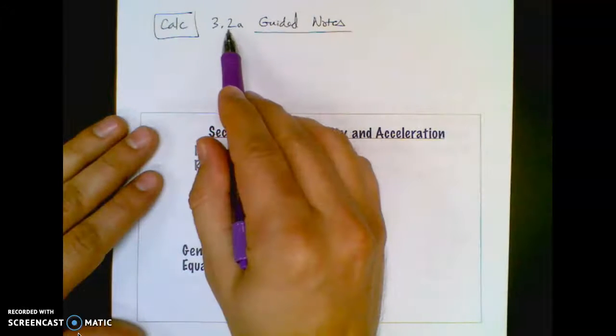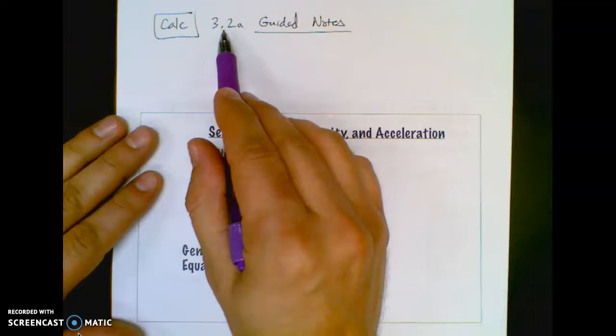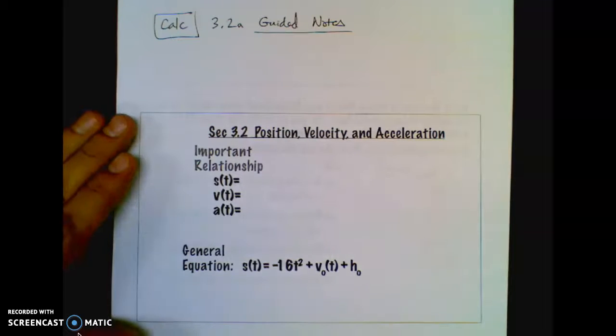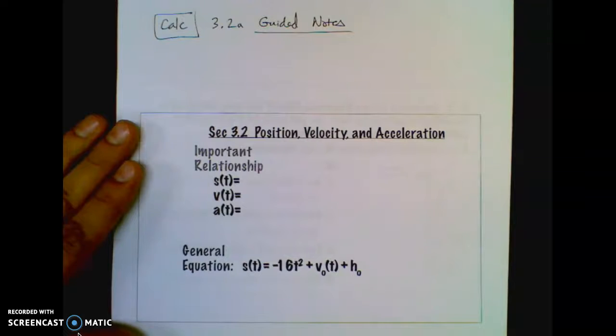The other thing about it is, why are we doing 3.2 after we've done 3.3 and 3.4? And that's because I wanted you guys to have the shortcuts, so when you do these problems, you can use the shortcuts, and it makes all the derivatives easier.